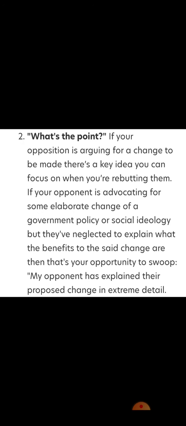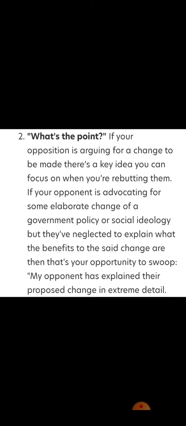Next is, if your opposition is arguing for a change to be made, there's a key idea that you can focus on when you are rebutting. If your opponent is advocating for some elaborate change, like a government policy or social ideology, but they have neglected to explain what the benefits of the said change are, then that's your opportunity to sue. Like this, you can speak.